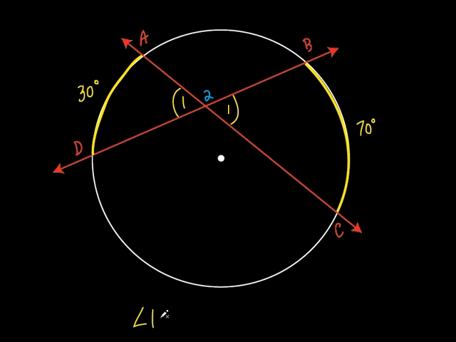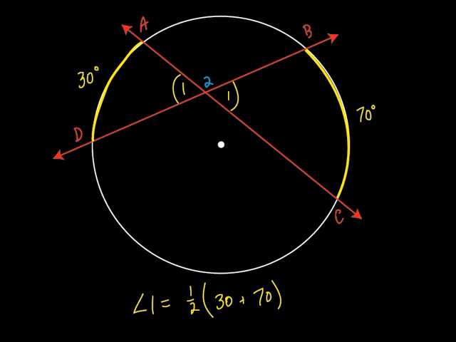So if I wanted to find angle 1, it's going to be 1/2 the sum of the two arcs that it cuts off. So I'm going to say 30 degrees plus 70 degrees. That's actually pretty easy to do. That's 1/2 of 100. Half of 100 is 50. So angle 1 right here, let's write it in here, is 50 degrees. If that's 50 degrees, obviously that is 50 degrees as well. So that's how you can find the angle inside here.